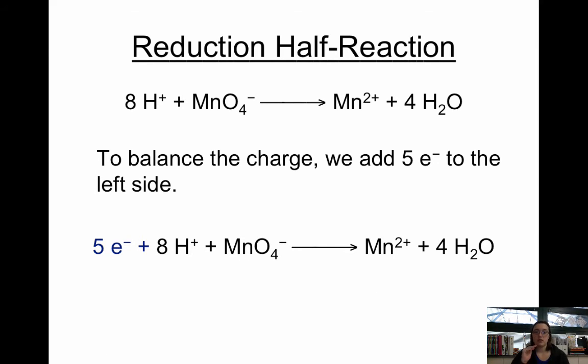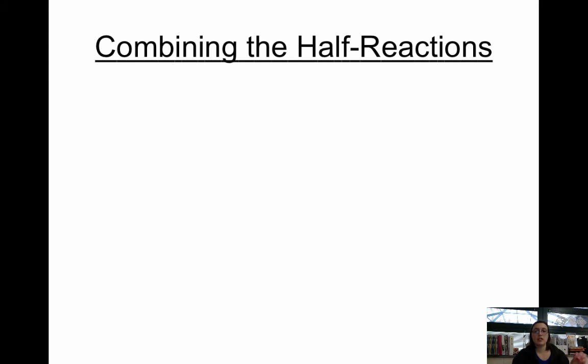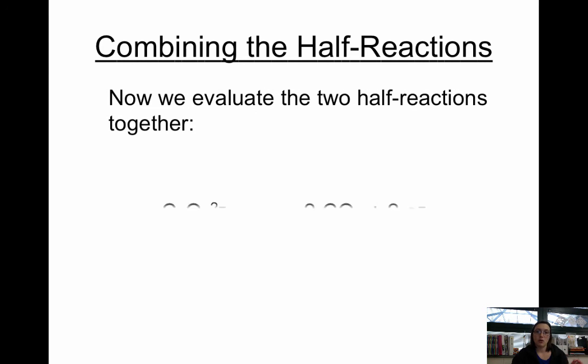So now we've balanced for the atoms other than H and O, we've balanced for O, we've balanced for H, and now we've also balanced for the charge. So now our reduction half reaction is done. So now what we need to do is we need to combine the half reactions. So we put them together.